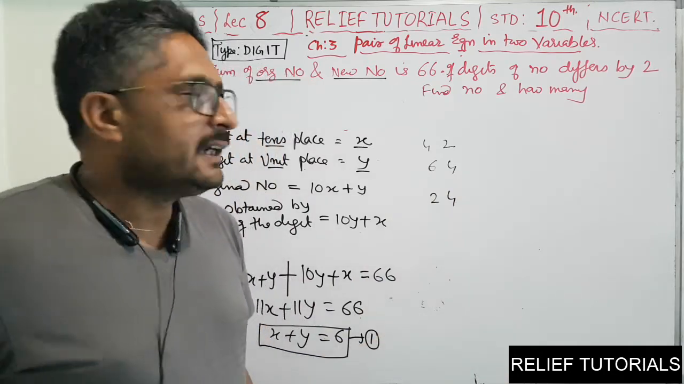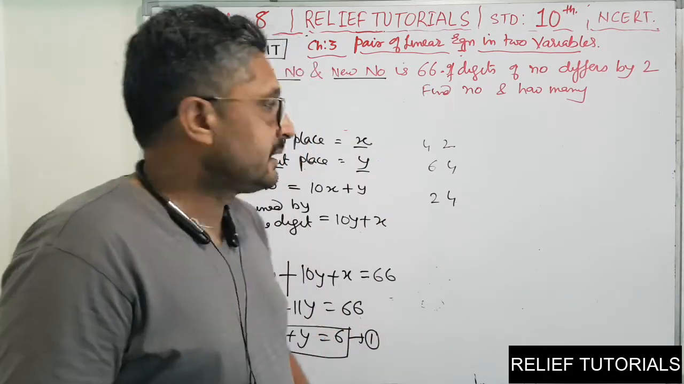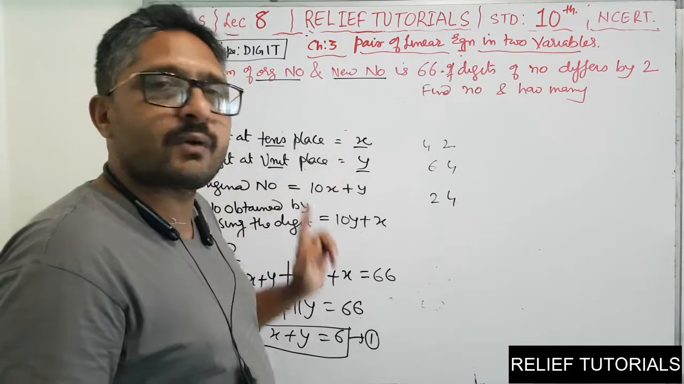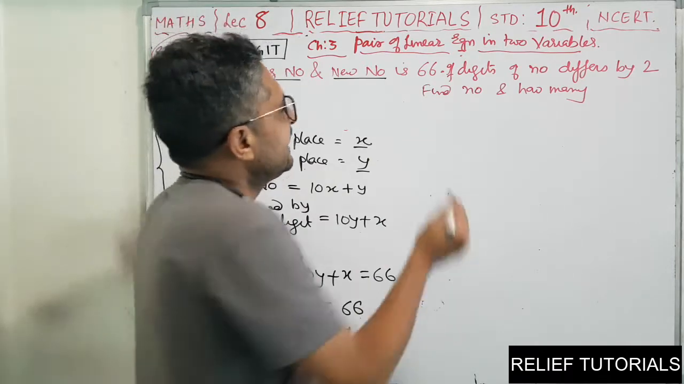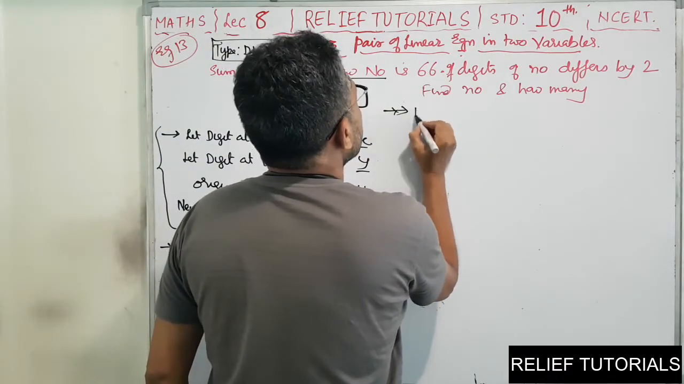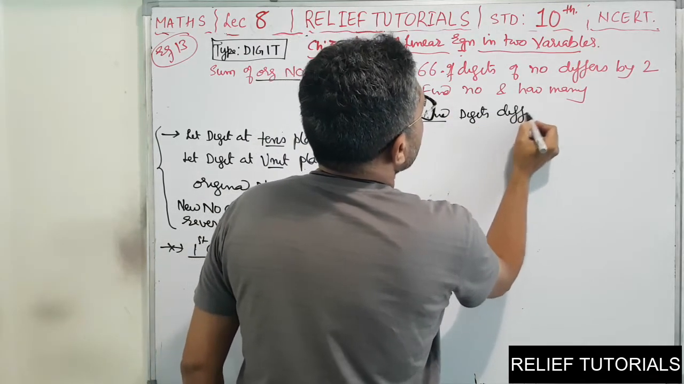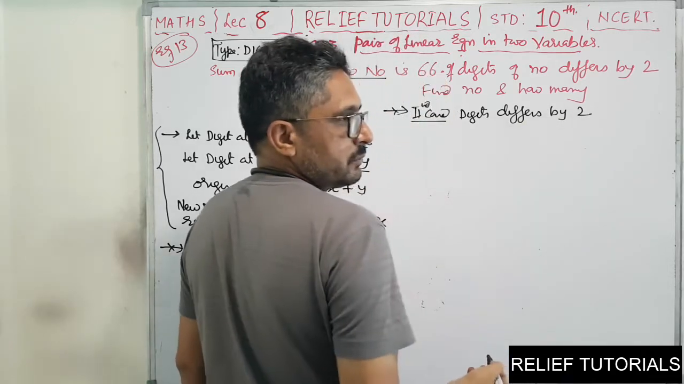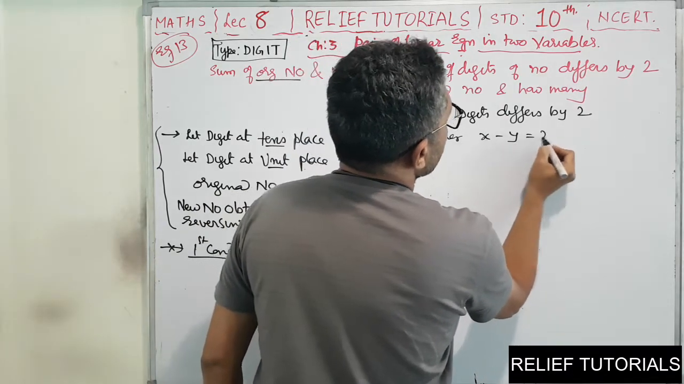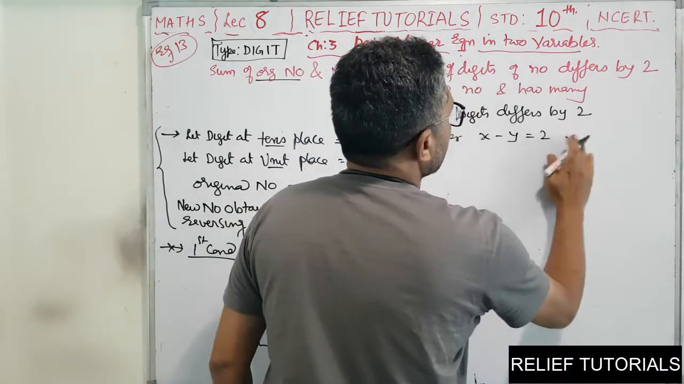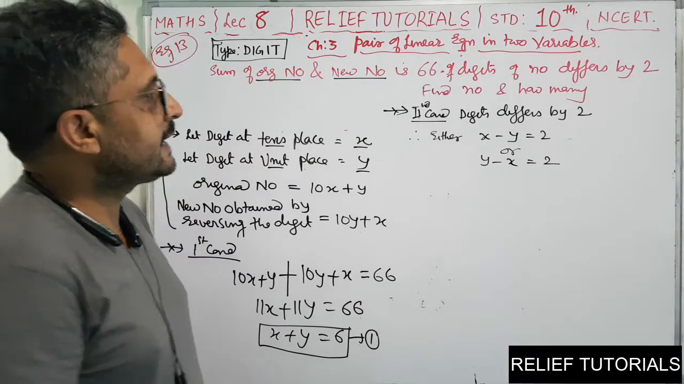Because here it is mentioned that the digits differ by 2. It is not mentioned that tens digit is bigger than unit digit. Otherwise, only one condition prevails, that is x minus y equal to 2 if x is bigger than y. So here, we read second condition. Digits differ by 2. So therefore, either x minus y is equal to 2 or y minus x is equal to 2. So any condition can be this.